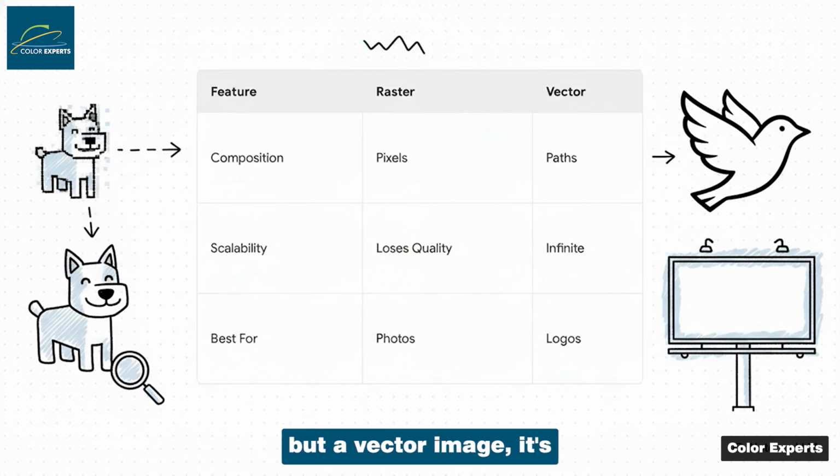But a vector image is totally different. It's built from mathematical paths and lines. And the key thing here is you can scale a vector image to the size of a billboard and it will never lose quality. It'll stay perfectly sharp. That's why things like logos and illustrations are almost always vectors.